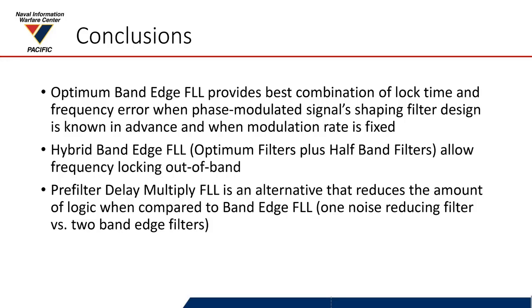But the pre-filter delay multiply frequency lock loop is a viable alternative because a complicated design involving band edge filters is going to use a lot of filter coefficients. There's the upper and lower band edge filters, which might need a lot of coefficients to faithfully represent and operate on the signal of interest that you want to track. But the pre-filter delay multiply FLL only has one filter, and it's the noise reducing filter, which could be reduced in complexity if you're interested in saving space or logic elements in your field programmable gate array.